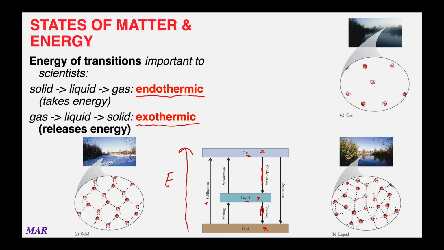These will be important to us later on, but really for right now, what I want you to just hear is endo and exothermic. Endothermic means it needs energy to happen. Exothermic means you're going to get energy out when it happens.